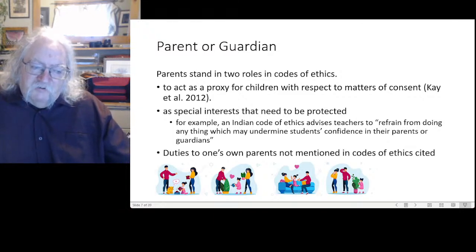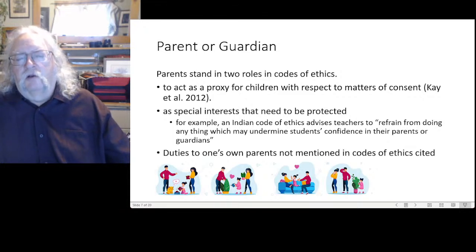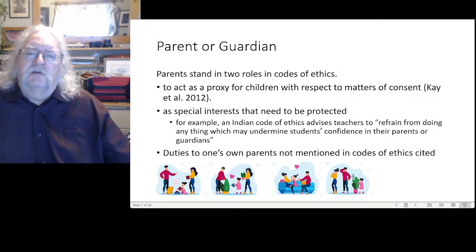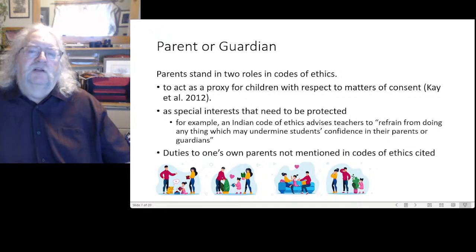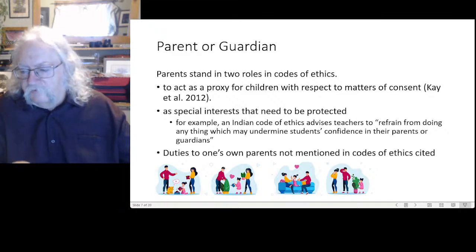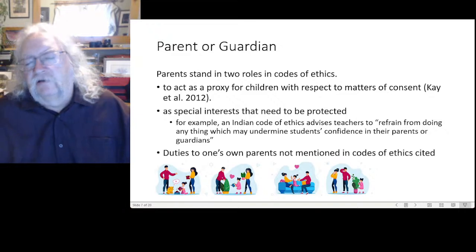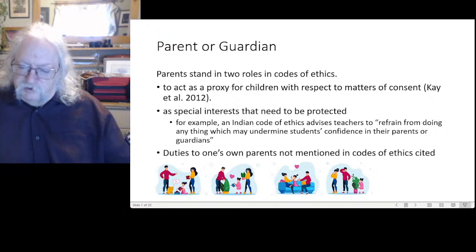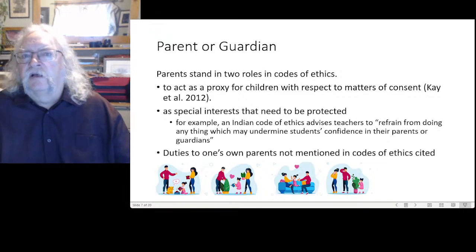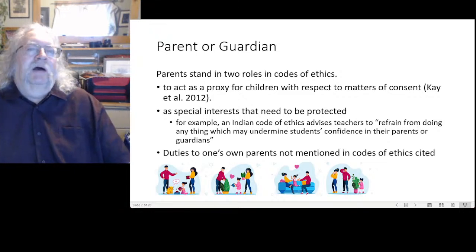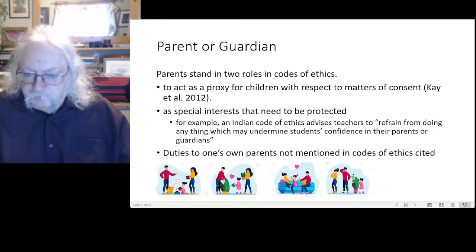So the idea here is that the professional or the person following the ethical code needs to recognize that parents have specific privileges with respect to their children, or we might say specific rights with respect to their children, one of which is stated explicitly here, is to not be undermined as authorities or as role models, etc.